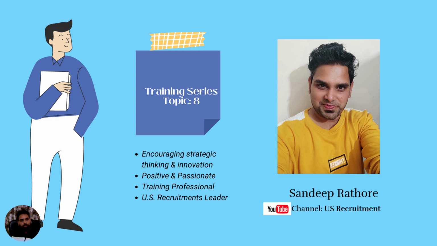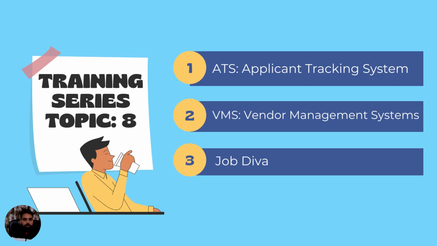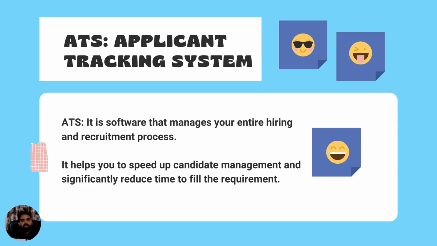Now this is the 8th video of our training series, and in this video we will discuss three topics. First one is ATS. ATS is known as Applicant Tracking System. Second topic is Vendor Management System, known as VMS, and the last topic is Job Diva. So we will discuss these topics one by one. Let's discuss the first one, that is ATS, known as Applicant Tracking System.